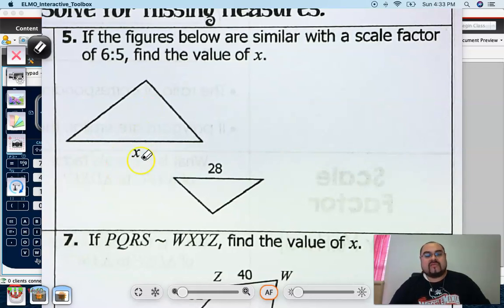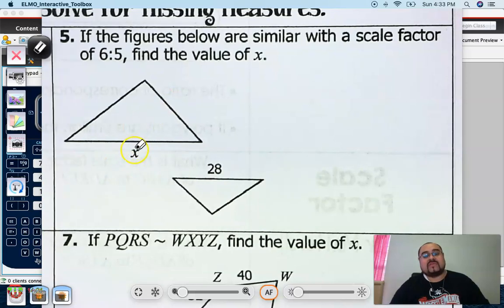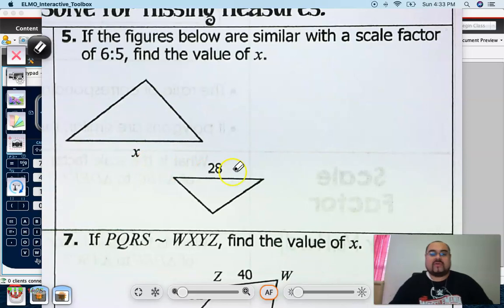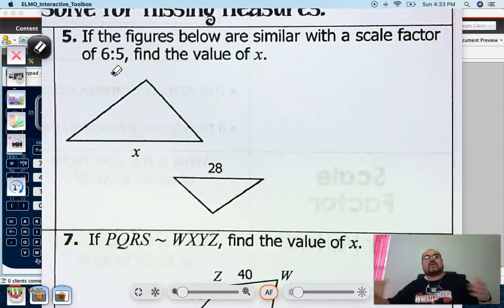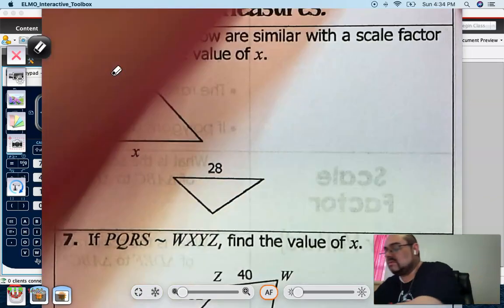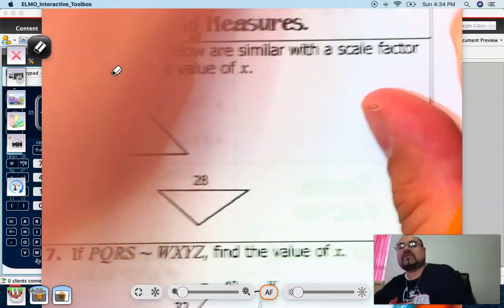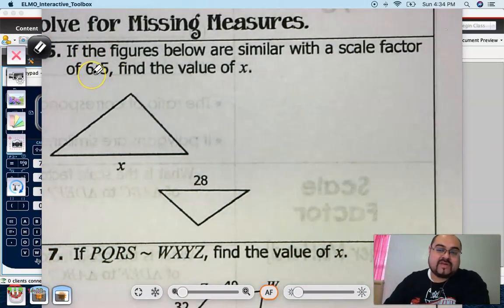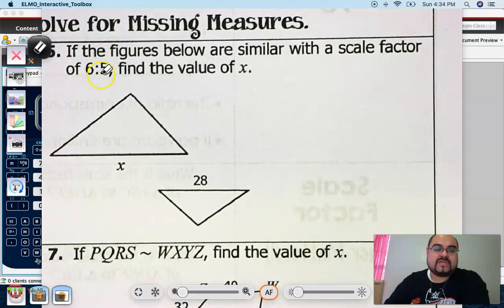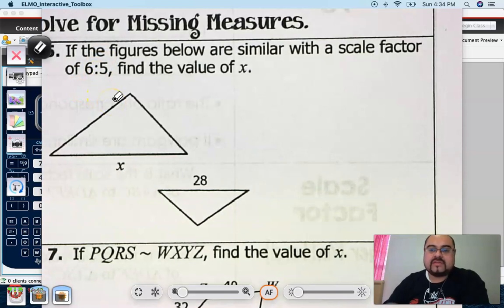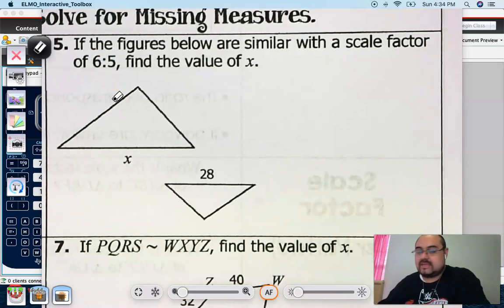But since we only have one side listed here, in fact we don't even have one side listed here, we're just going to consider this side x. And we only have one side listed, so we're going to use our ratio to finish writing our proportion. Okay, the scale factor, the ratio, that's kind of the same thing. All right, so let's see how we would do something like that.